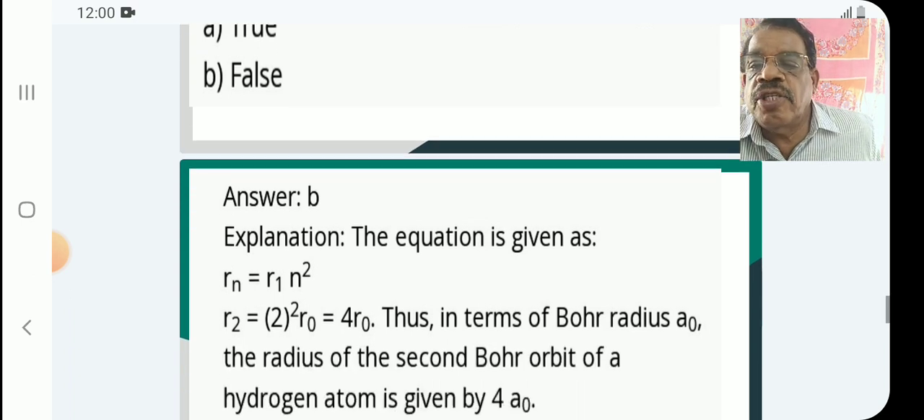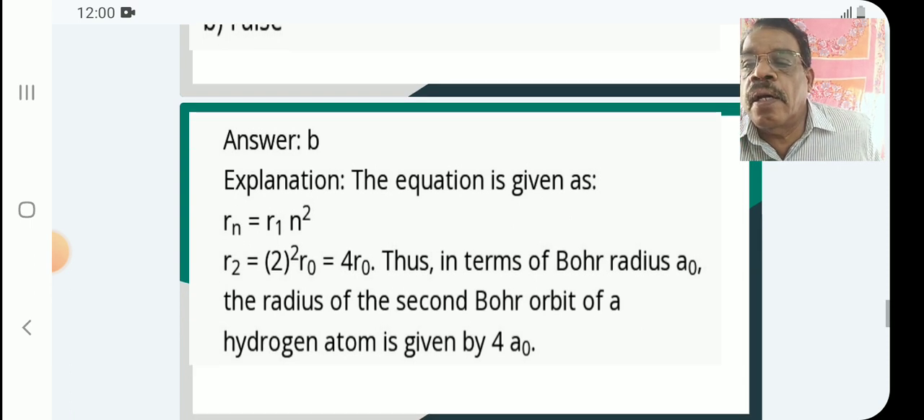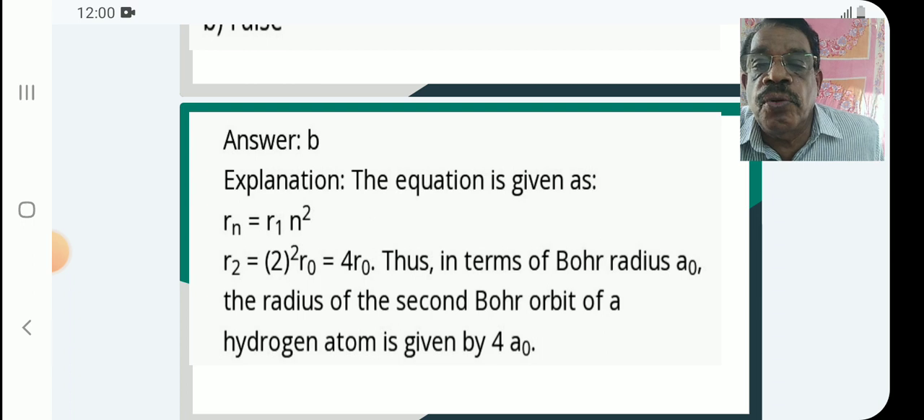Answer B. The explanation: the equation is given by R1 into n squared. R1 is R0 or A0. Therefore, R2 is 2 squared R0. For the second orbit, n is 2. 2 squared R0, 4 R0. Thus, in terms of Bohr radius A0, the radius of the second orbit of H atom is given by 4 A0.